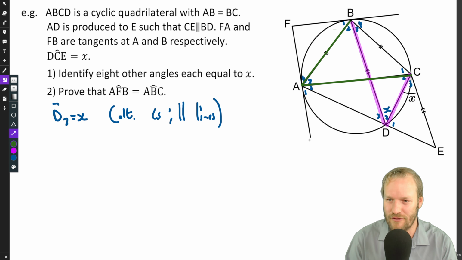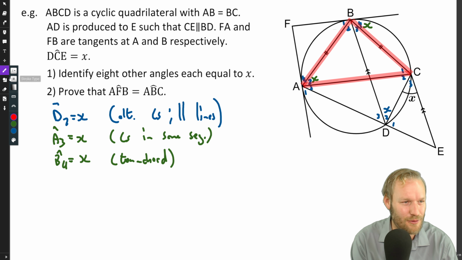My colors don't really represent too much, so I know that I'm using all sorts of different colors. They don't really mean too much, so don't worry about colors if they're the same or different color or don't appear. So we've got here that this C1 equals x. C1 equals x because of isosceles triangle.